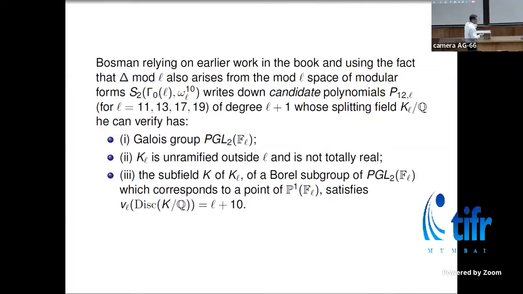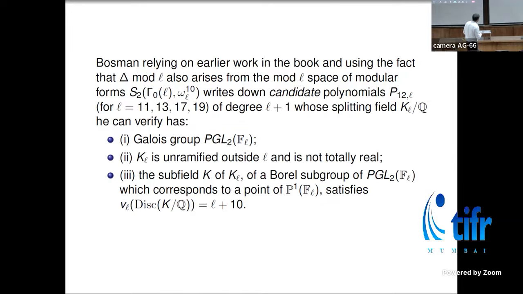But on the other hand, these polynomials are written down using approximation cutoff arguments, and one is not sure in the end that they do what they're supposed to do. They write down candidate polynomials which should work, and what they can prove is that the Galois group of the splitting field is PGL2(F_L), that the extension is unramified outside L and is not totally real, and they get an estimate on the discriminant: the exponent at L of the discriminant is L plus 10.